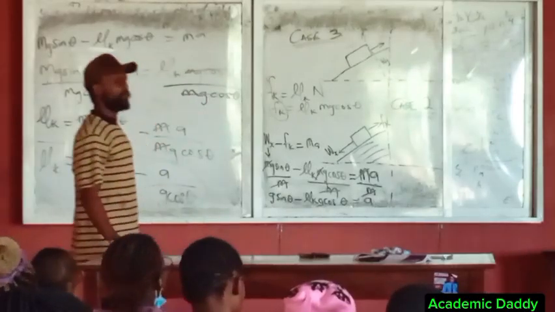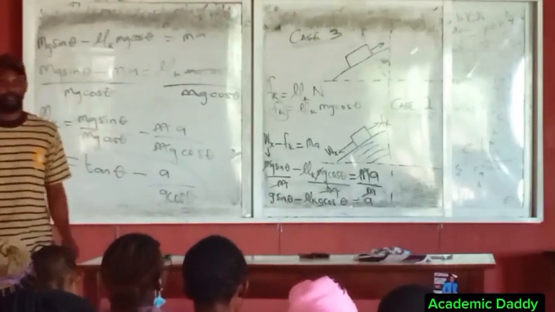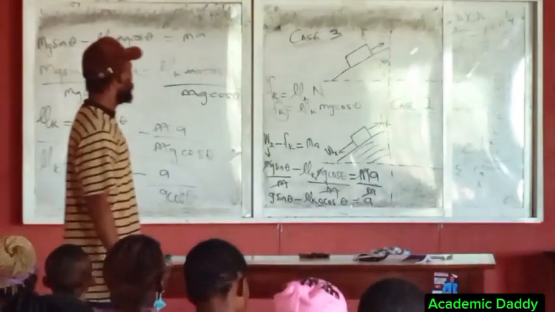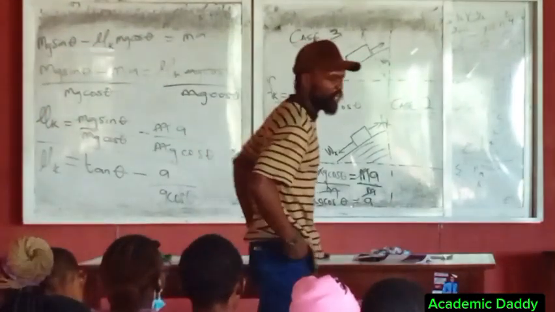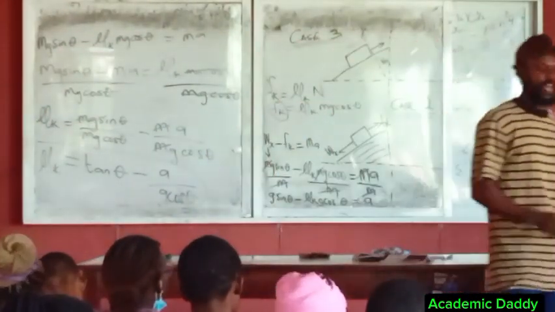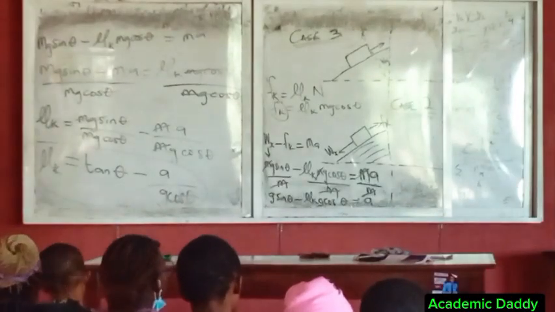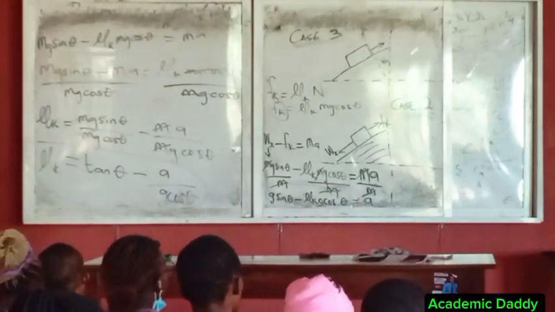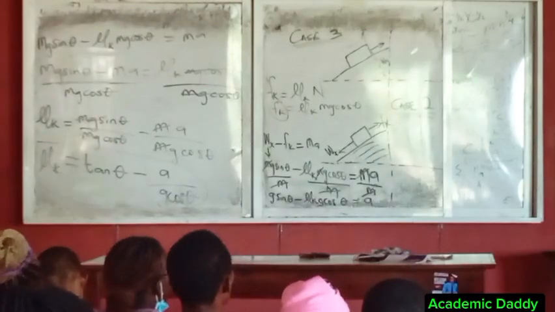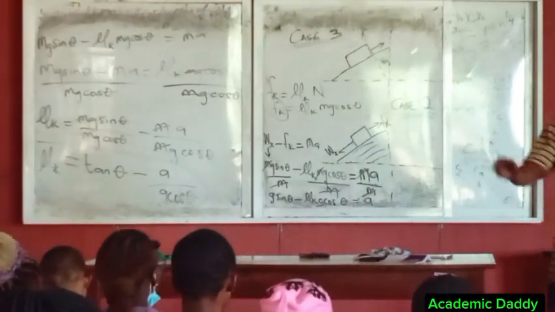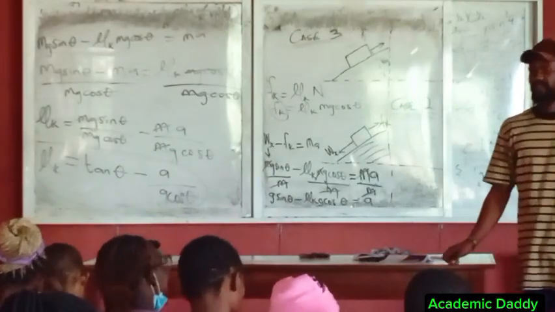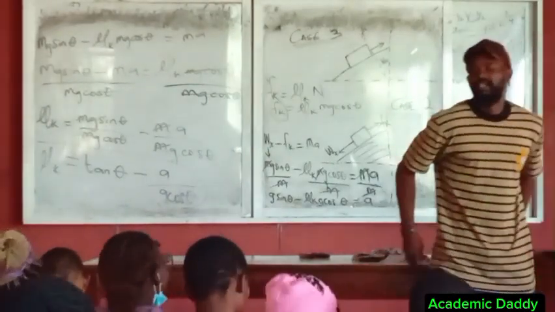So let's get to case 3. Do case 3 for me. Before we solve it, this will be the last thing we do today. Find me the coefficient of kinetic friction when this body is sliding upwards on an inclined plane. Then find me the acceleration. Make sure you're doing something.